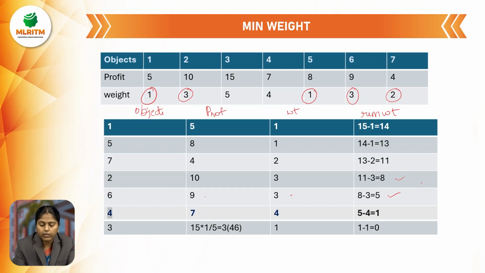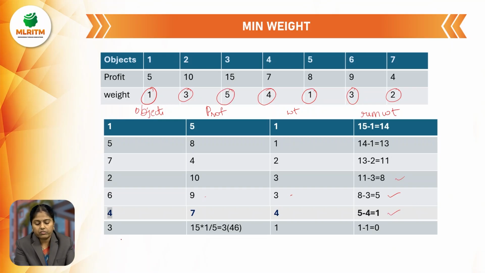Okay, and the next minimum weight is here 4. The object for this is 4, and the profit for the 4 is 7, and the weight for this 4 is 4. That is 5 minus 4, which equals 1. Okay, remaining is 1 here. And the next and last one is here 5.